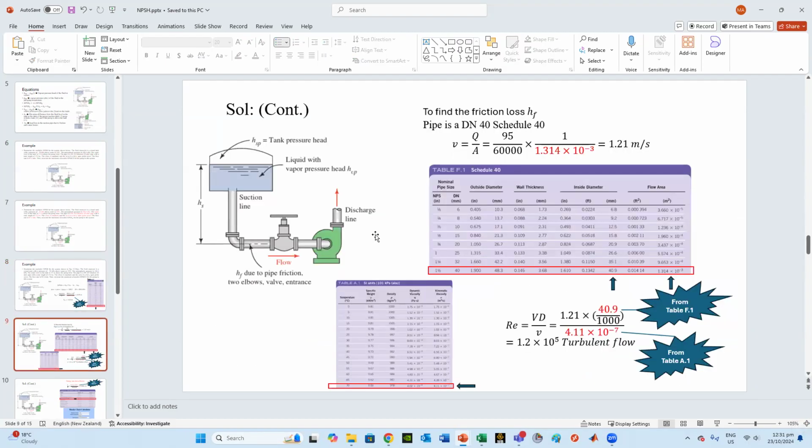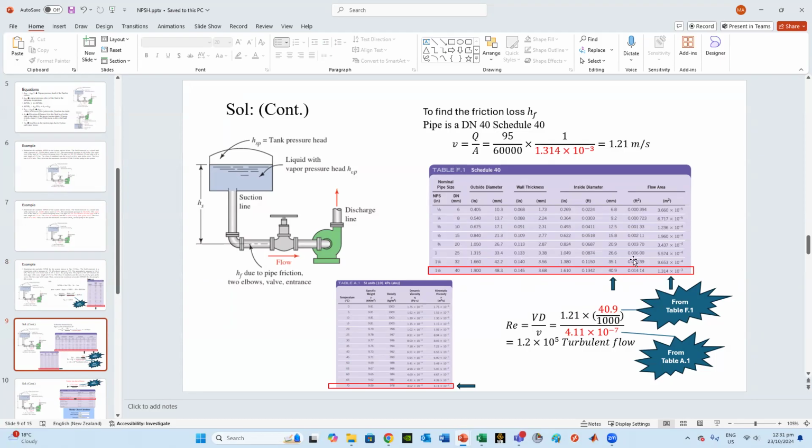Now, to find the friction losses, HF, for the pipe in schedule 40, you go and find that DN is 40. He is giving you the DN, not the 1.5 inch. And based on that, since it's giving us the Q, you can determine the velocity. So velocity equals Q divided by area.